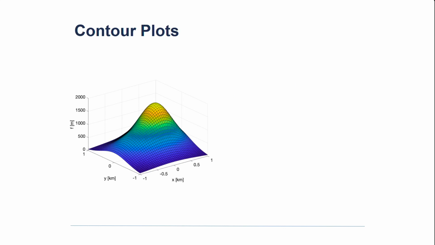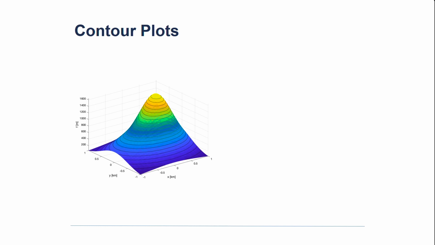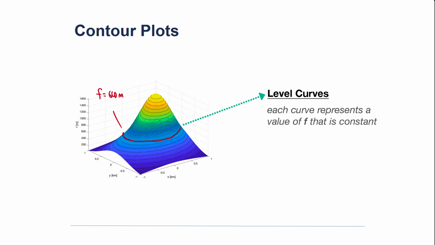To aid in this discussion, we can use something called a contour plot. So here's the same plot of the field f, but I'm going to change it now and plot these little contours or lines on them. These are called level curves because each of these lines represents a value of f that is constant. So for example, this might represent f equals 600 meters. And everywhere along that line, f is constant. It's called a level curve, and assumes a value of 600 meters.